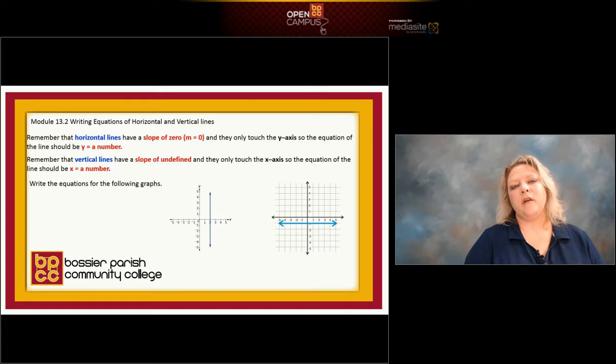Okay, so first we're going to talk about writing equations of lines for horizontal and vertical. Those are the easiest two to deal with, so that's why we're going to start with those. So we have to remember things.